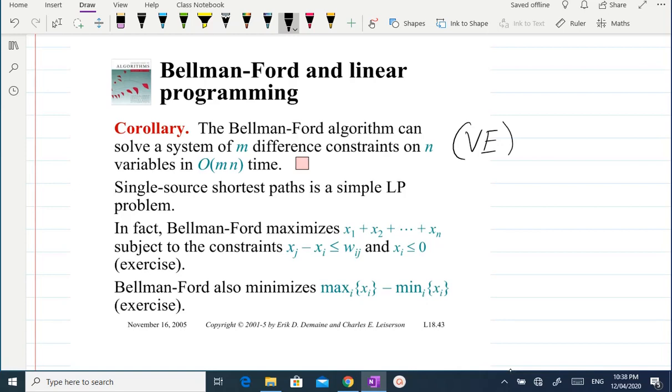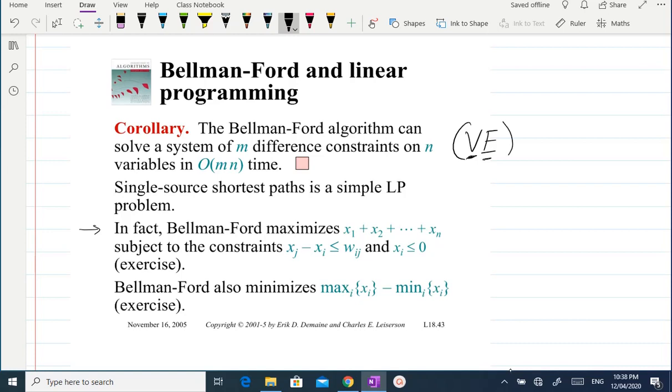In this case, we have V number of vertices, or you can say V number of variables, and E number of constraints between them. So altogether it will take VE time. Okay, there are two more things which should be noted over here. Whenever you are using Bellman Ford to solve this problem, there are two side effects of this problem solving mechanism.